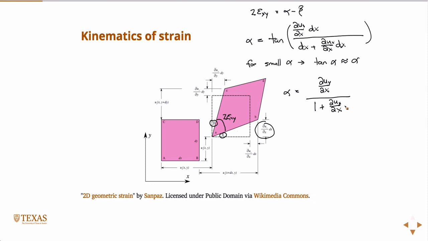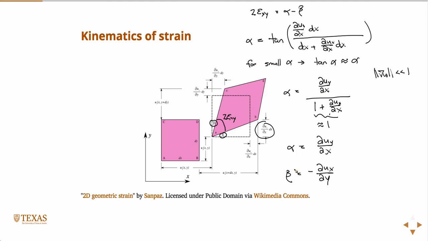Now, remember our definition of small is that the gradient of u is much, much less than 1. So I have 1 plus something that's much, much less than 1. That's approximately 1. So we're going to say that this is approximately 1, and therefore alpha is partial uy partial x. And then you can do likewise for beta. You would get that beta is equal to minus partial ux partial y.